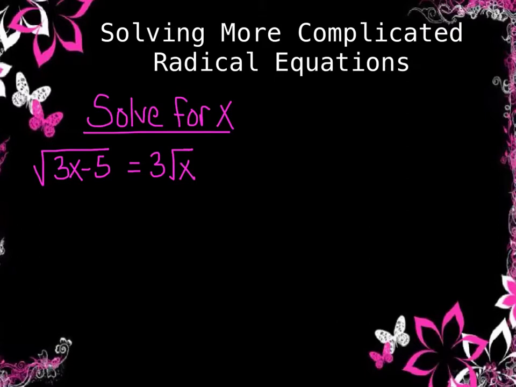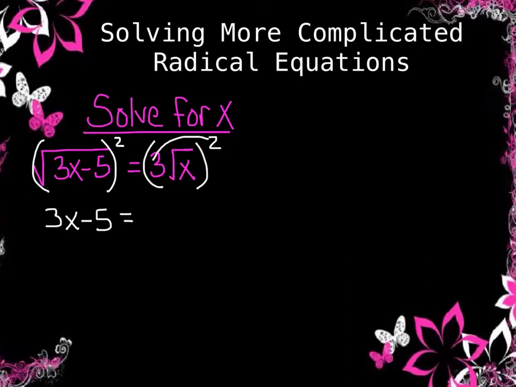Okay, so we have solve for x. We have the square root of 3x minus 5 equals 3 root x. And when we have radicals, the way we're going to solve them is we're going to square both sides. And remember, I keep saying that, sides. You're going to square the entire side. So if I square the square root of 3x minus 5, I get 3x minus 5. The square and the square root cancel. And if I square 3, I get 9. And if I square the square root of x, I get x.